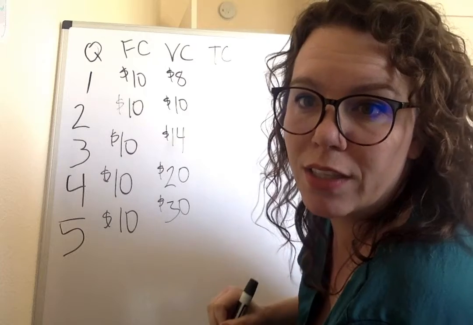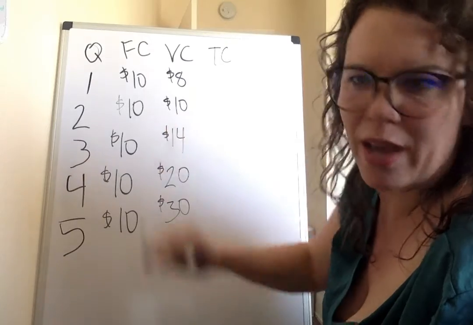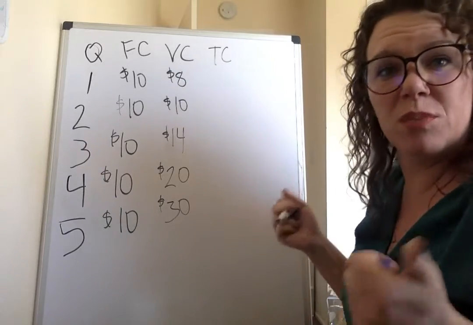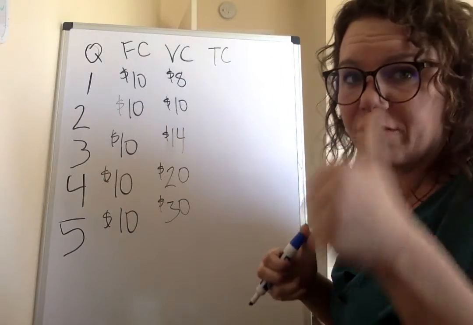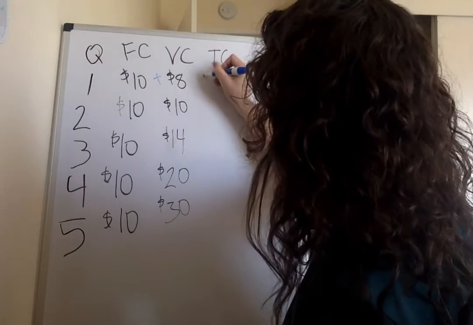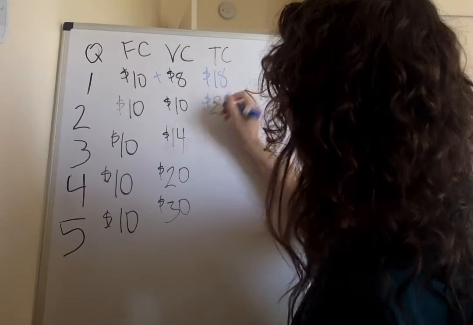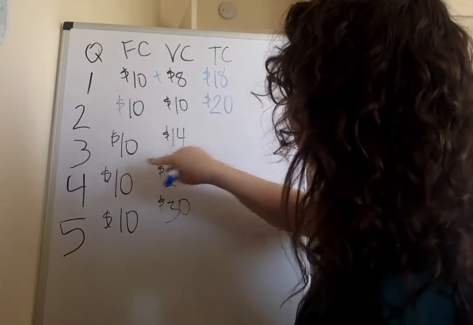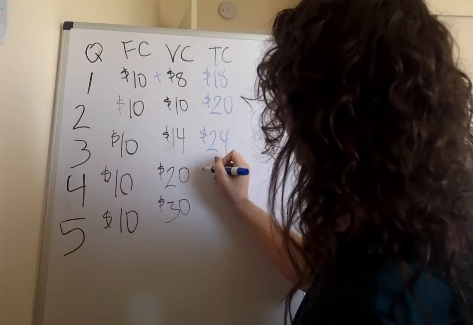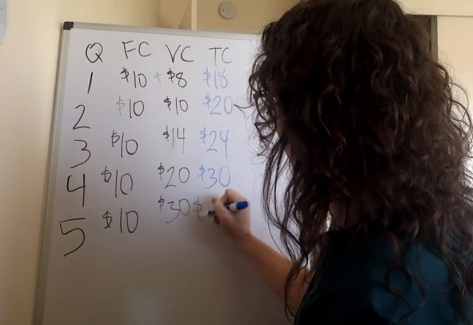And then we want to calculate our total cost. And I'm going to do total cost first, and I'm going to squish everything over because I'm going to run out of room. So our total cost would be just fixed plus variable costs. That's what total cost is. It's just our fixed costs plus our variable costs. So 10 plus 8 gives us total cost of 18. 10 plus 10 gives us total cost of 20. Move down here. 10 plus 14 gives us a total cost of 24. 10 plus 20 gives us a total cost of 30. And then 10 plus 30 gives us a total cost of 40.